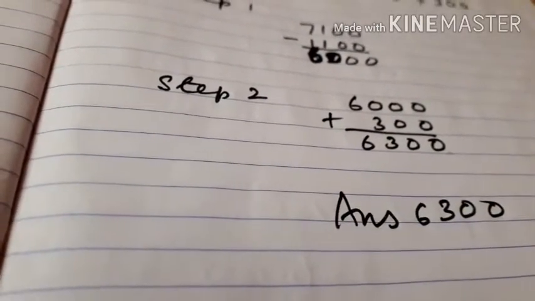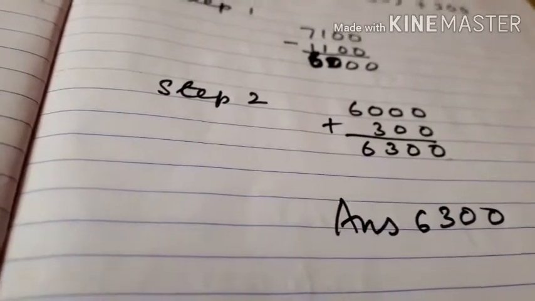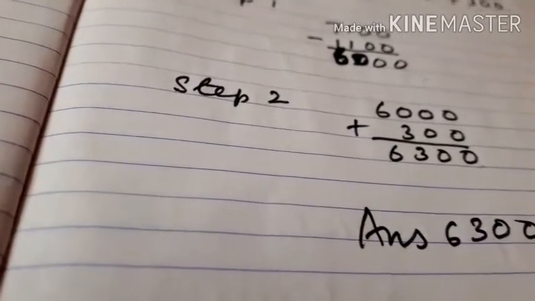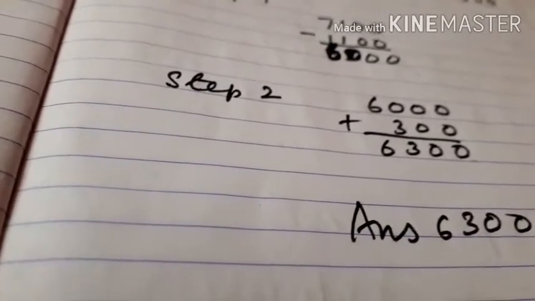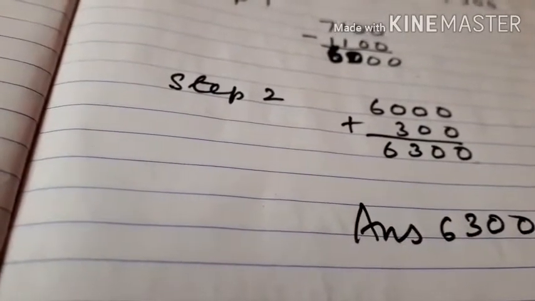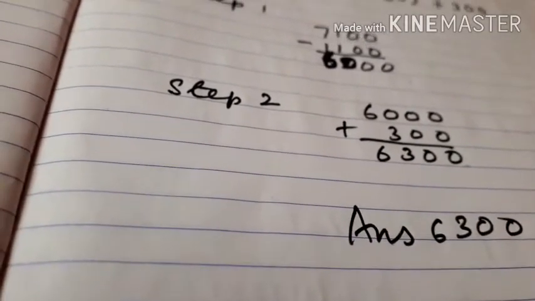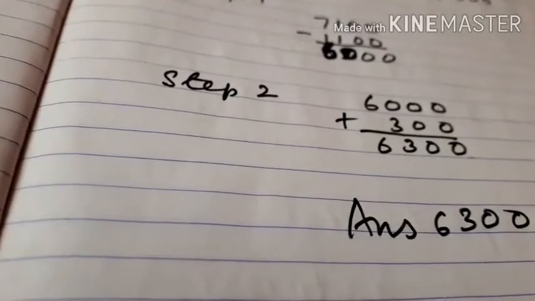So I hope you have understood it very well. In this we have to just remember the two rules. First rule is first add then subtract, and second rule is if a bracket is given, if the numbers are enclosed in a bracket, you have to solve the bracket first. Okay.